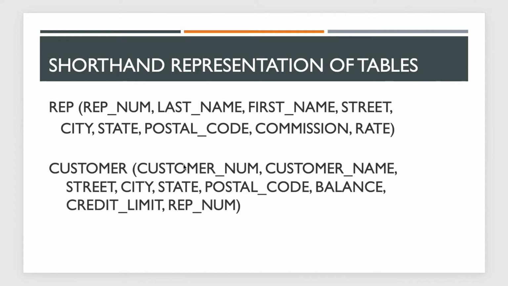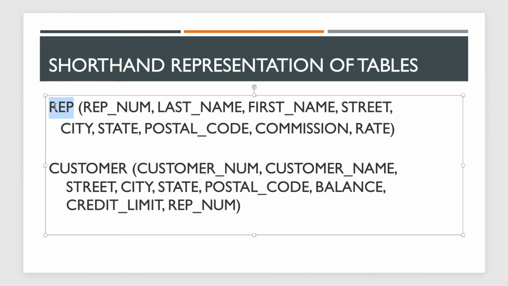Often in database design, we need a shorthand way to represent our tables. So if we wanted to share this with colleagues on a piece of paper, or we needed to have it documented in some place, we could use this shorthand representation of our tables. So the common shorthand is the name of the table. So this is the rep table. We have a set of parentheses. All of our column names or attributes are listed, separated by a comma.